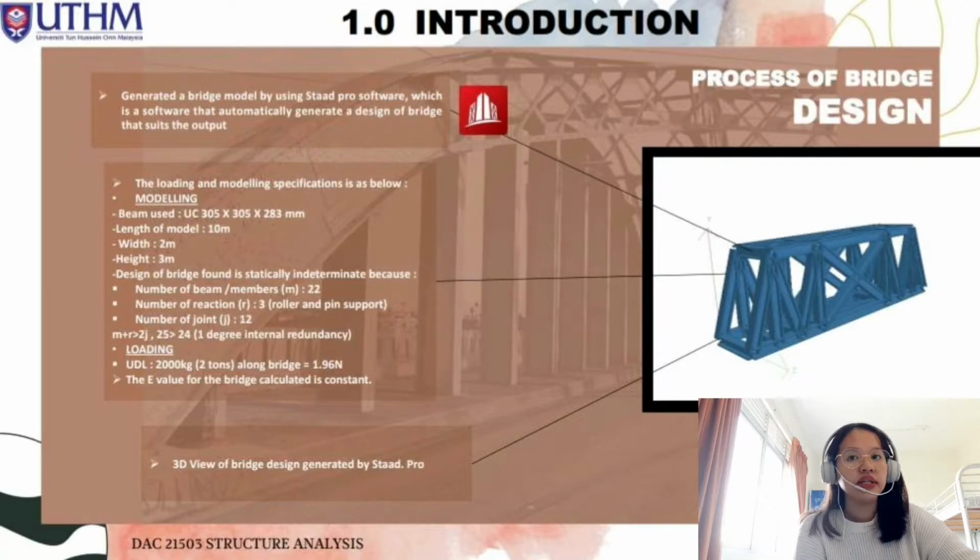If we input the equation m plus r equals 2j, we find that m plus r is 25 while 2j is 24, which indicates 1 degree of indeterminacy on the internal side, which is internal redundant. So the design is statically indeterminate. For the loading, we put a uniformly distributed load of 2000 kg, which is equal to 2 tons along the bridge. In newtons, it will be 1.96 along the bridge. The E value of the bridge will be constant.